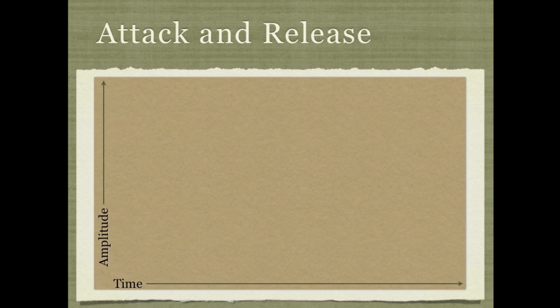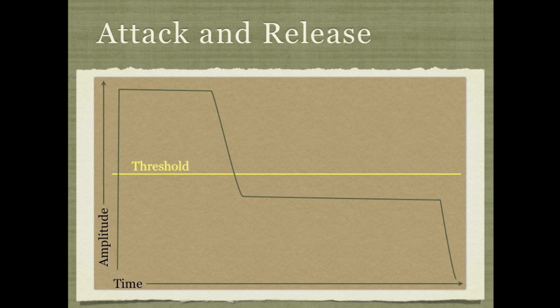This is similar to before, where we've got amplitude over time, and we've got the threshold. Let's say we have a synthesized sound that plays loud and then gets soft. And let's say that the loud part is above the threshold and the soft part is below the threshold. Now we're going to be looking at amplitude over time here. So when we have this compressor working with attack and release times, this is what the sound will look like after compression. The white line represents what the compressor does.